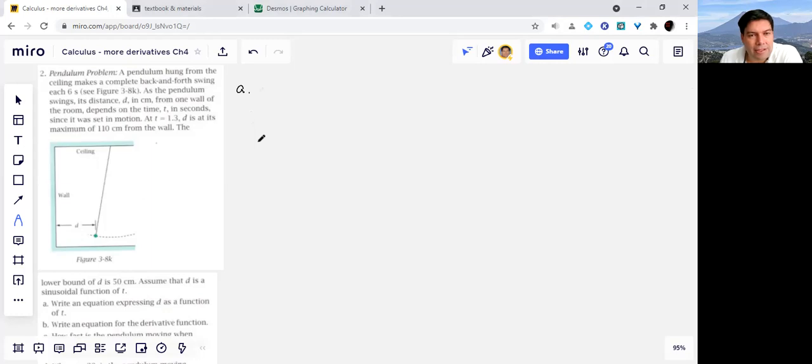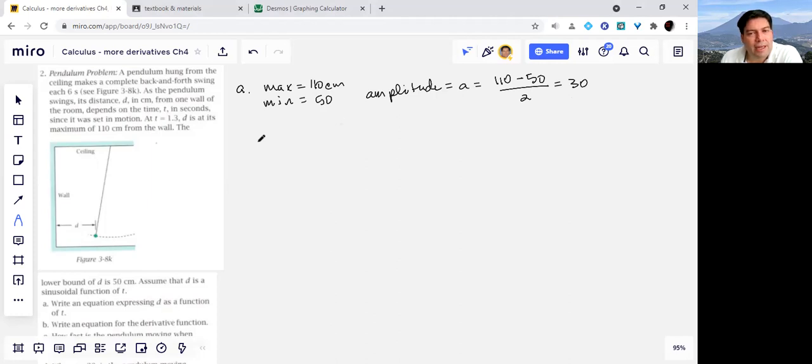We have a maximum distance from the wall of 110 centimeters, and we have a minimum distance of 50 centimeters. So the amplitude, in this case the same as our value of A, is 110 minus 50 divided by 2. And that happens to be 30. 30 what? 30 centimeters. I don't need the units here. I just want to write the equation.